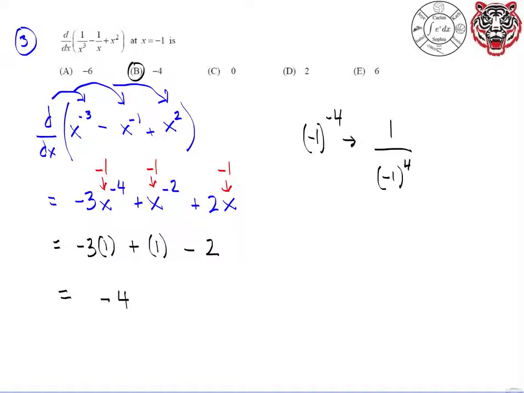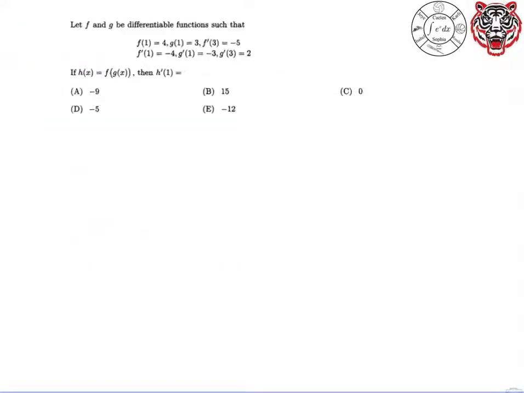Do we have questions on 3 before we move to number 4? No. All right, so here we go. Number 4. Let both these be differentiable functions, and it gives us a bunch of values that we can use, and we have h of x is equal to f of g of x. We haven't seen this before, f of g of x, but we kind of have in a more explicit form. I'm just going to come out and say it: this is an outer and an inner. There's an outer function, and there's an inner function.